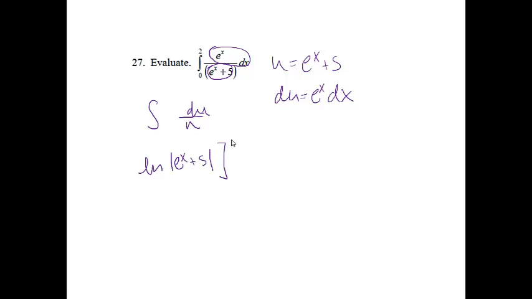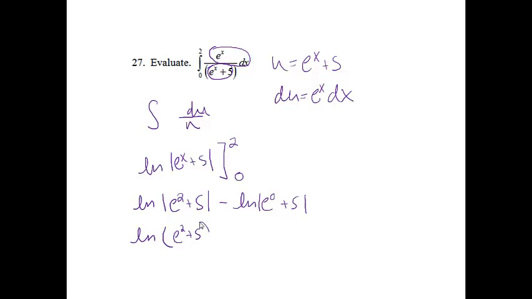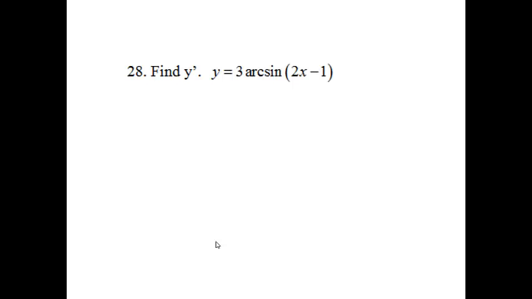And then I do have to evaluate it at 2 and at 0. So if I plug 2 in, I'm going to get the ln of e squared plus 5, and then minus the ln, if I plug 0 in, I'll get e to the 0 plus 5. Then simplifying this, I'm just going to get rid of my absolute values on this one because that will be a positive answer. And then minus the ln, e to the 0 is 1, and 1 plus 5 is 6. So that would be what my answer looks like on that one.